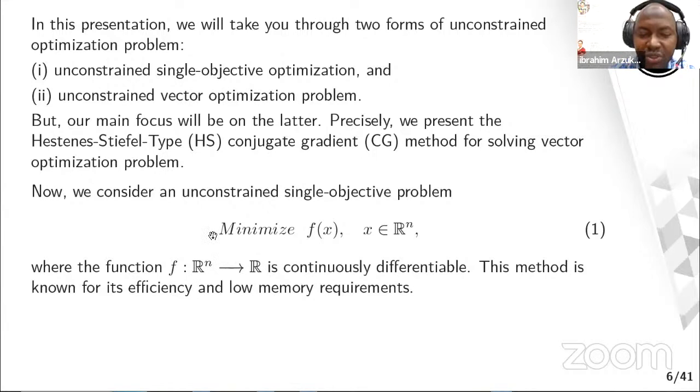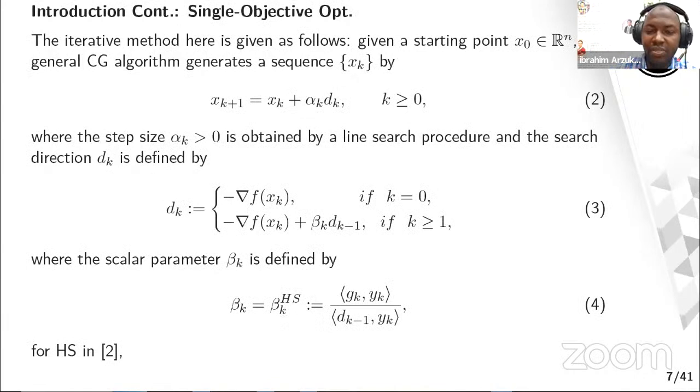Now let's consider this optimization problem where the function f of x is defined on R^n, where n is the dimension of x, which we take to be large. The conjugate gradient method is one of the efficient methods for solving this kind of problem due to its efficiency and low memory requirement. It generates a sequence of approximations to the solution by using equation 2, where x_0 is the initial approximation, alpha_k is the step size, and d_k is the search direction. The step size can be obtained by using a line search strategy, which can be exact or inexact.